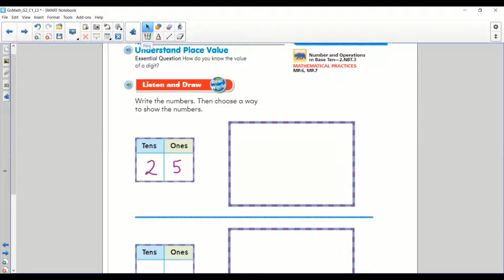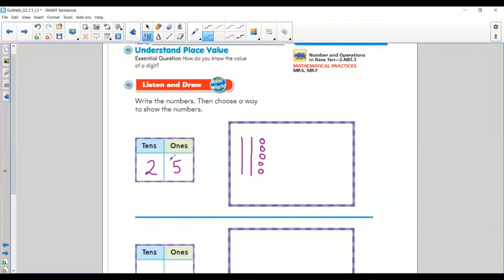And one way that we can show 25 is to draw the 2 tens in a quick picture. Tens are shown as straight lines, just like a 10 stick. And ones are shown as little circles. So we have 5 ones. So you show the same thing on your paper. 1, 2, 3, 4, and 5.